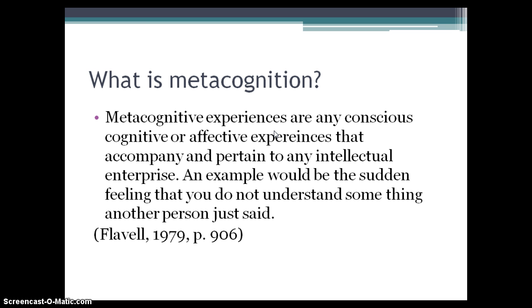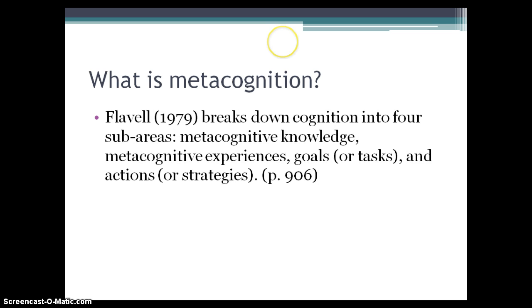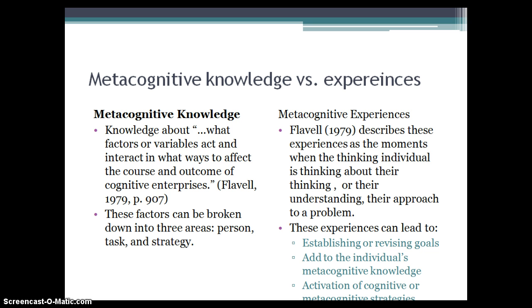And this is from Flavell, who is one of the first people who really came up with the word metacognition, started using it back in the 70s. So we're going to stick with him for a little bit. Flavell breaks down cognition into 4 sub-areas, and that's metacognitive knowledge, experiences, goals, and actions. And we're going to focus on knowledge and experiences. We're going to look at the knowledge and experiences side by side.